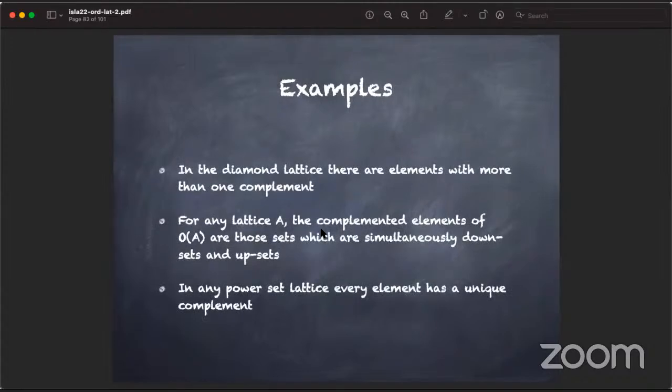And of course, in the power set lattice, any element which is a subset of the original set will have a unique complement, which is basically given as: take any X, take any A subset of X, then X minus A is the complement in the power set lattice. Okay, so we have no complements, more than one complement, and unique complements as well, as examples of lattices.